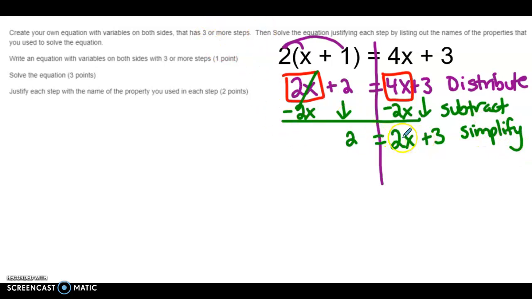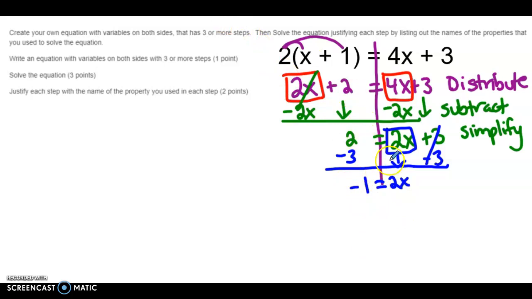All right, now I still like to box off my x. And then I look and say, well, what do I need to get rid of? What's on the same side as the x? And in this case, I need to get rid of plus 3. The opposite of adding 3 is subtracting 3. So I would subtract 3 from each side, and then I would simplify. The 2x is going to come straight down. 2 minus 3 is negative 1.